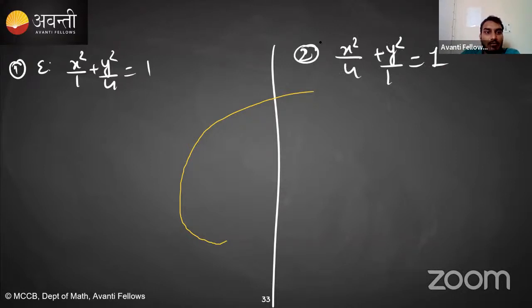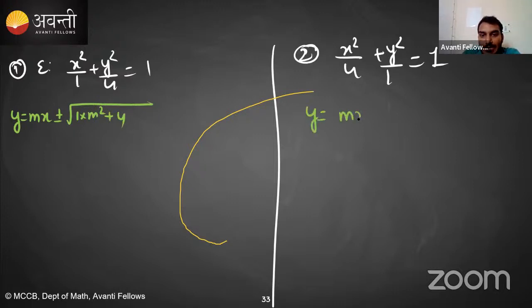Okay, if I ask you what is the equation of tangent here? Equation of tangent with slope m. So what will the equation of tangent be here? Here y is equal to mx plus minus under root of a square m square plus b square. Will you remember? And here what will the equation of tangent of slope m be? y is equal to mx plus minus under root of a square m square plus b square. Is this clear now?